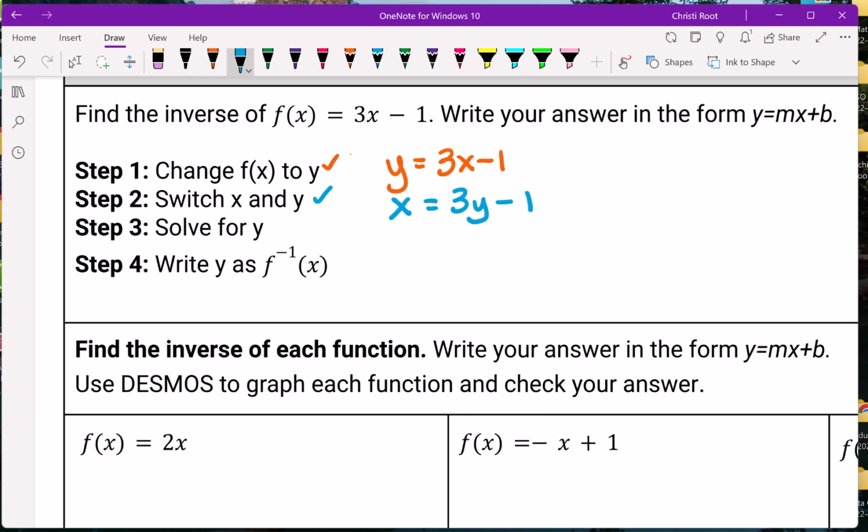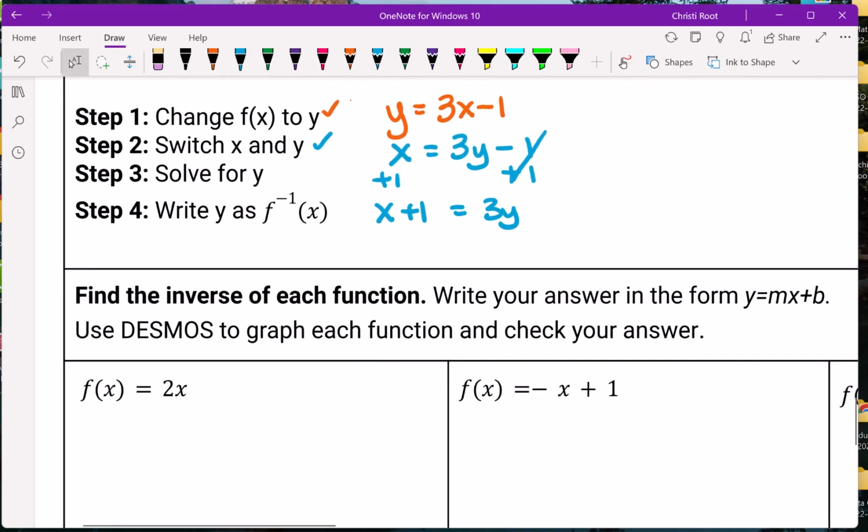So now all I have to do is make the inverse all pretty. I've got to get y by itself now, so I'm going to solve. I'm going to add 1. Remember, if you have a choice whether to add or subtract, always do that first. So it'll be x plus 1 equals 3y. And then we get to divide by 3. But when you divide by 3, all of it is being divided by 3, not just the first term, all of it.